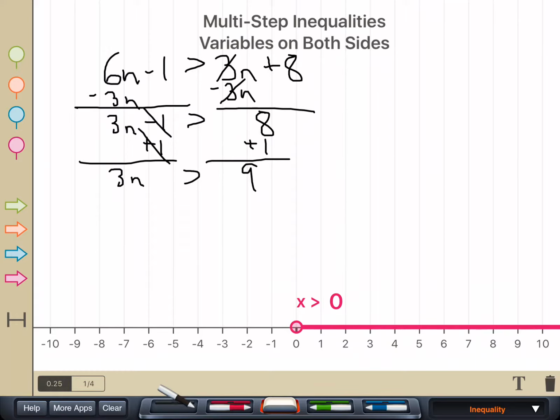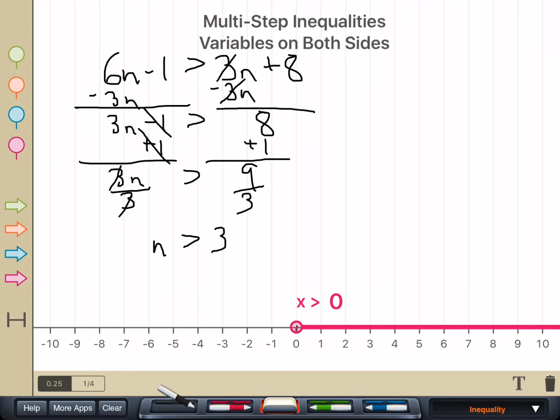How do I get the variable to be alone? Well, 3n, remember, means 3 times n. So I need to use the same value, that's 3, with the opposite operation, which is division. So I'm dividing by 3. 3n divided by 3 gives me n, and n must be greater than 3.